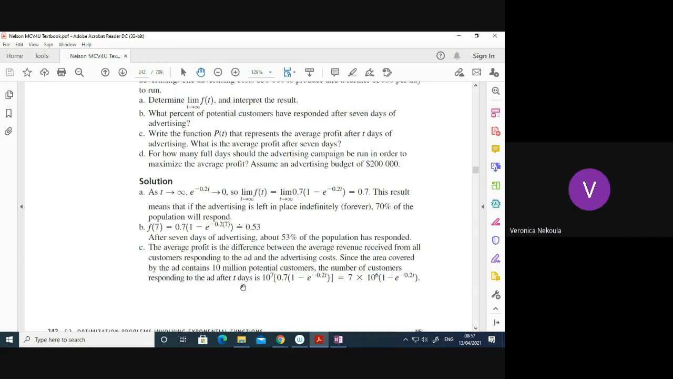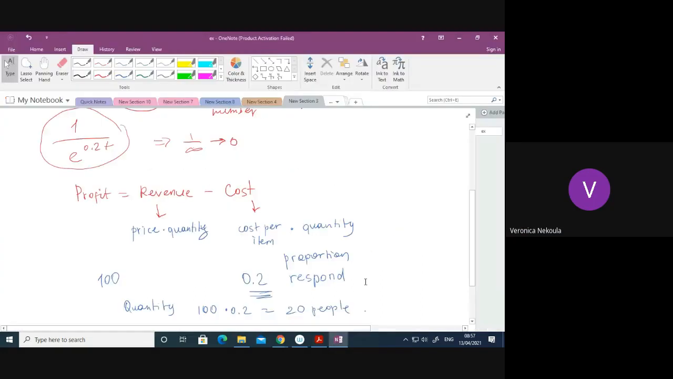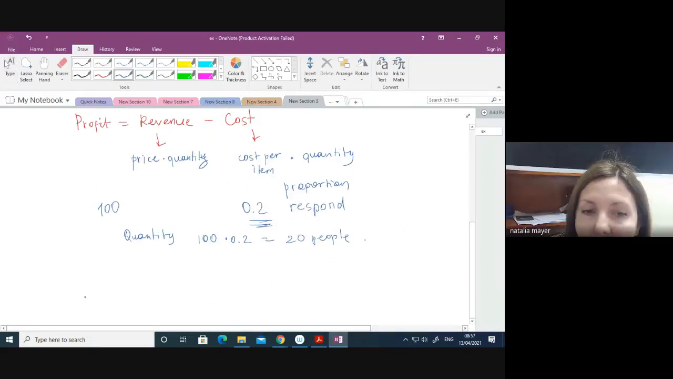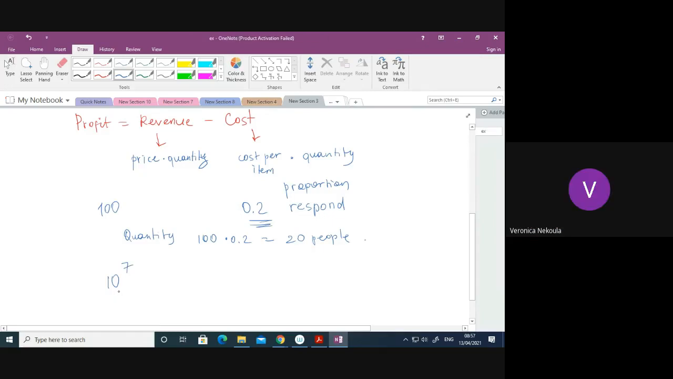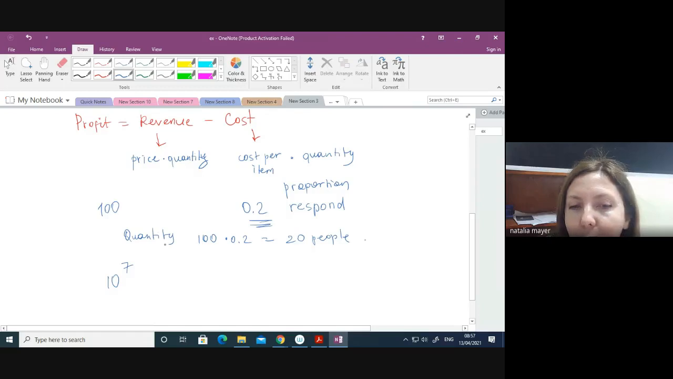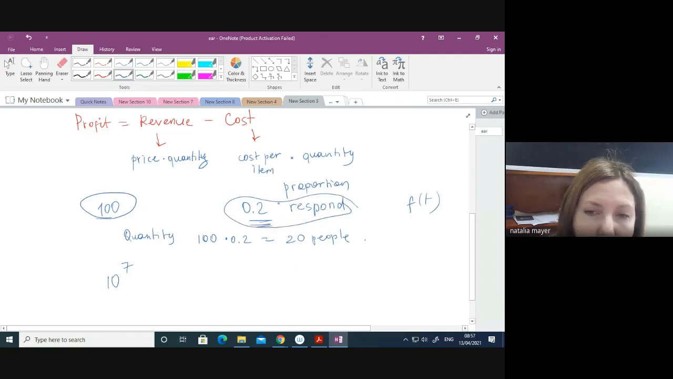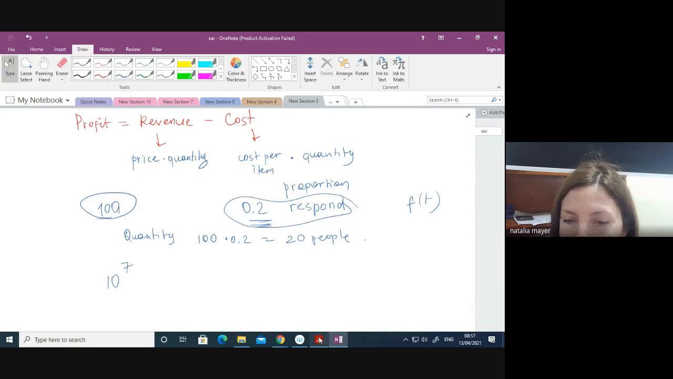Can you repeat that part? Why did they put the 10 million outside of the brackets? Why did they put 10 million, or why did they put 10 to the power of 7? Because I didn't get it yet. Okay, because we said there are 100 people in the room who are potential customers. According to the other function, f of t, 0.2 is the proportion of those people who will respond. But this is proportionally. So in order to know the quantity of those who will respond, I need to multiply 100 by 0.2. So it's the same idea here.